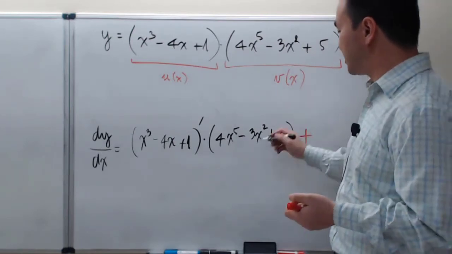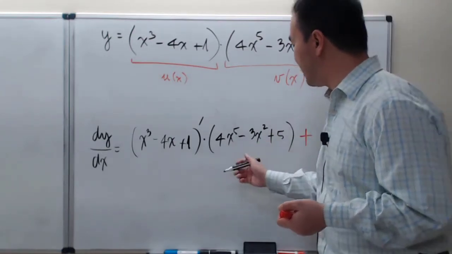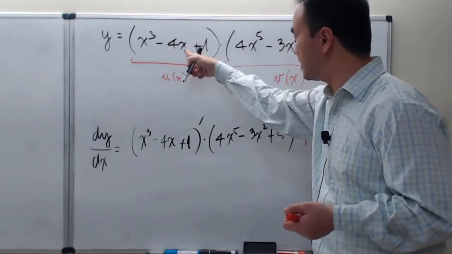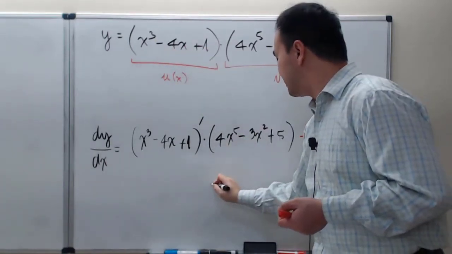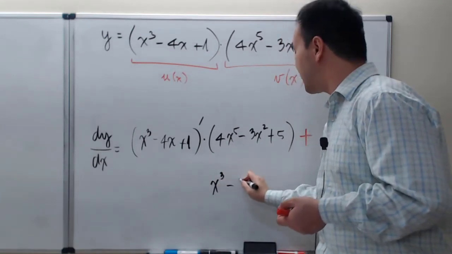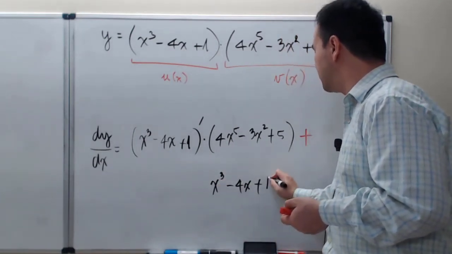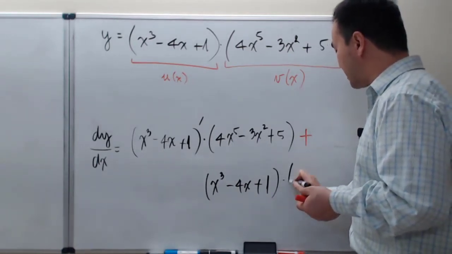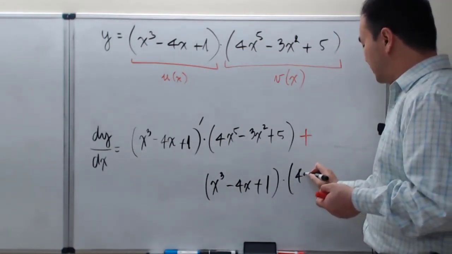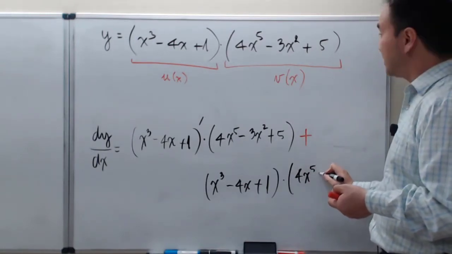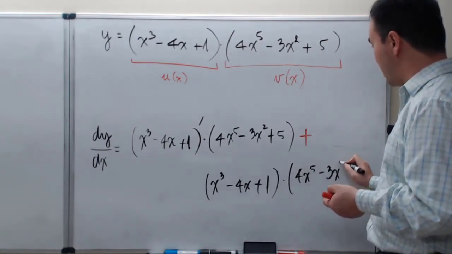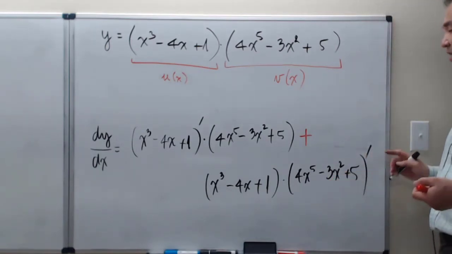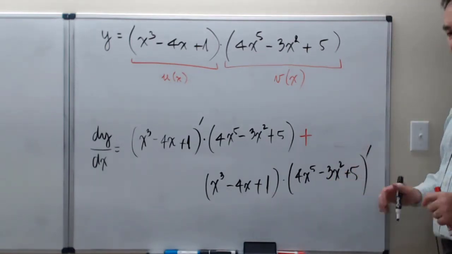All right, continuing with my current work, I am going to keep my first function here, the x cubed minus 4x plus 1. I'm going to keep that first factor the same way it was originally, but now I'm going to multiply in product with 4x to the fifth minus 3x squared plus 5. But now I am going to proceed with the derivative of that. So have a close look at this.